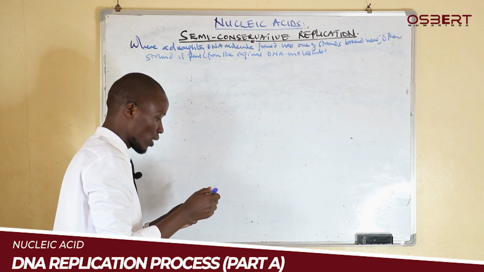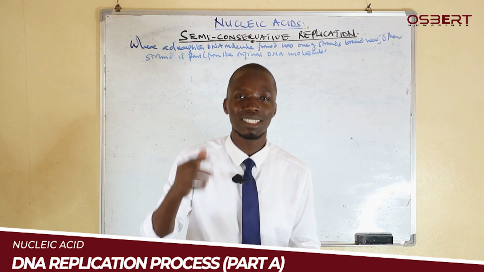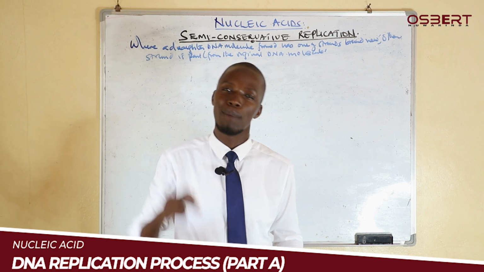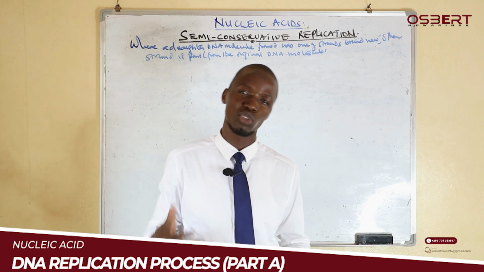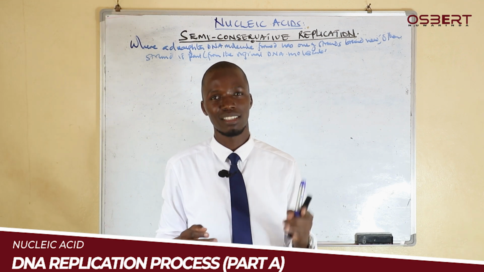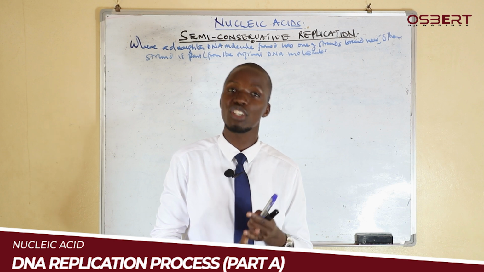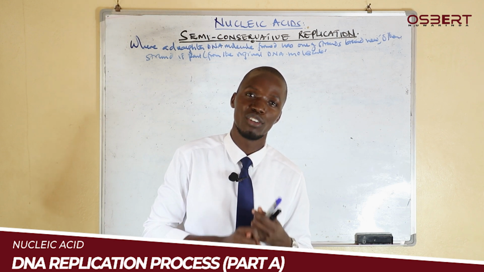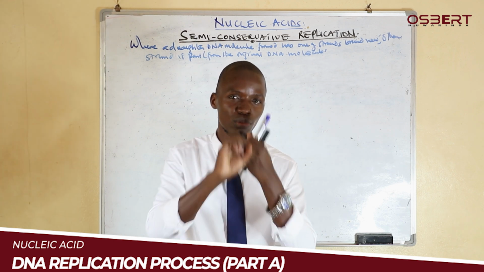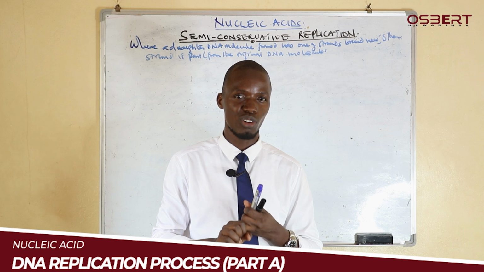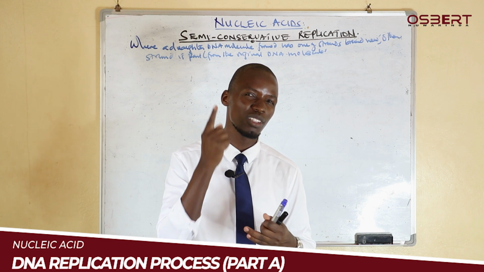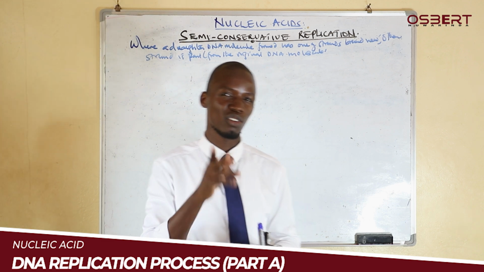A type of replication where you form two daughter DNA molecules, but each of these two daughter DNA molecules has one strand being the original strand, resembling the original DNA molecule, and another strand being a brand new strand. That's what you call semi-conservative. It means the original strand has been conserved, but because it is one out of the two, that's why we call it semi.